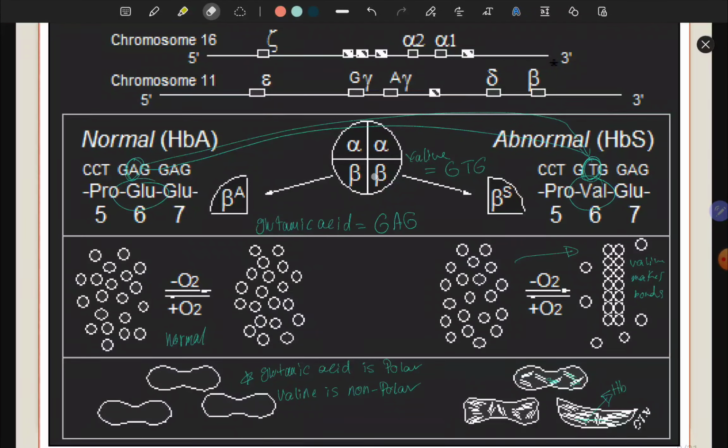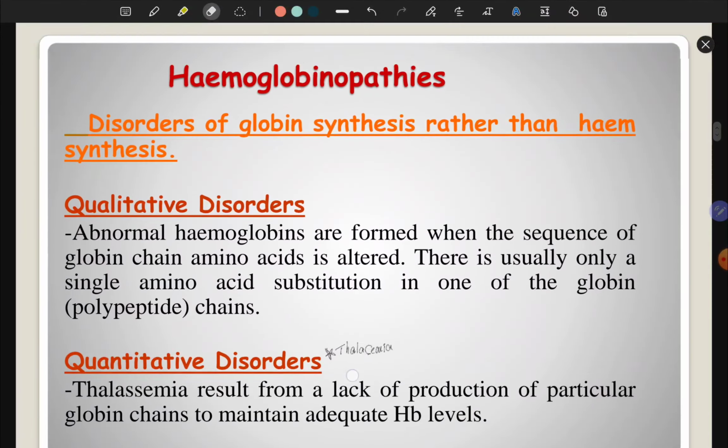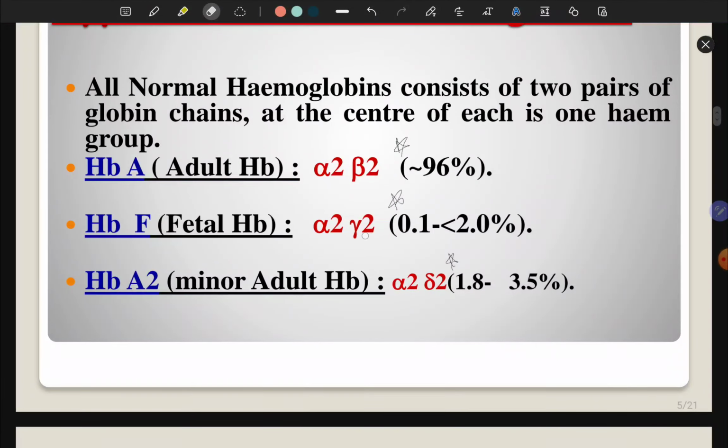It's alpha 2 gamma 2, which is normal. So intrauterine life is normal because the hemoglobin is normal, which is hemoglobin F. After delivery, gradually hemoglobin F will be reduced up to 6 months. After 6 months, it would be hemoglobin A and A2 with a very minor concentration of hemoglobin F. That's why thalassemia and hemoglobinopathies become apparent after 6 months.